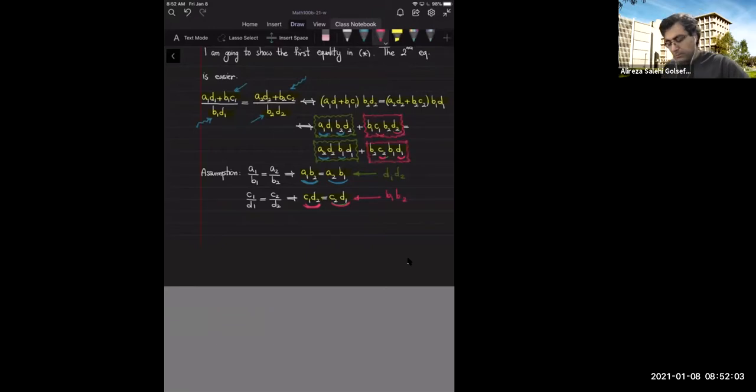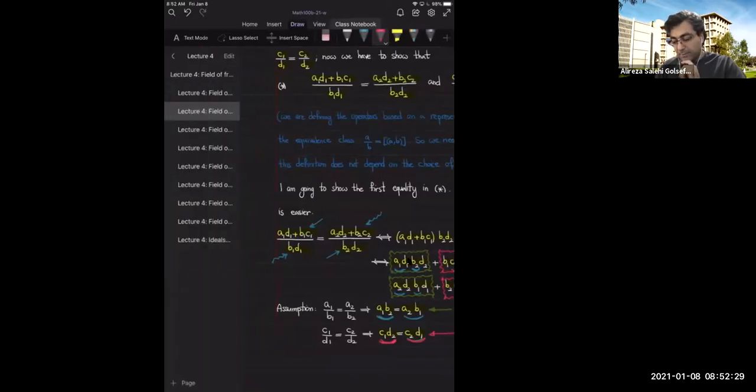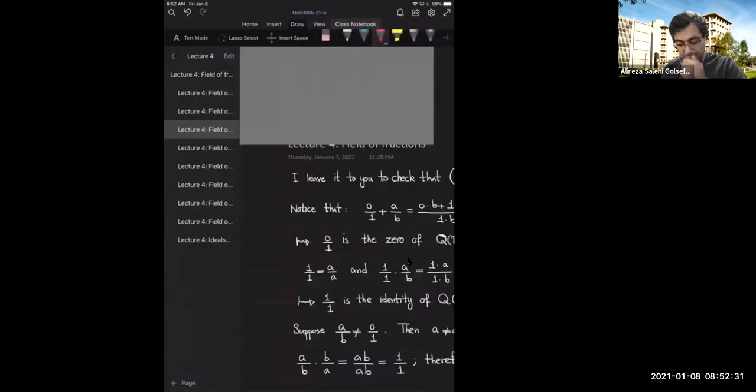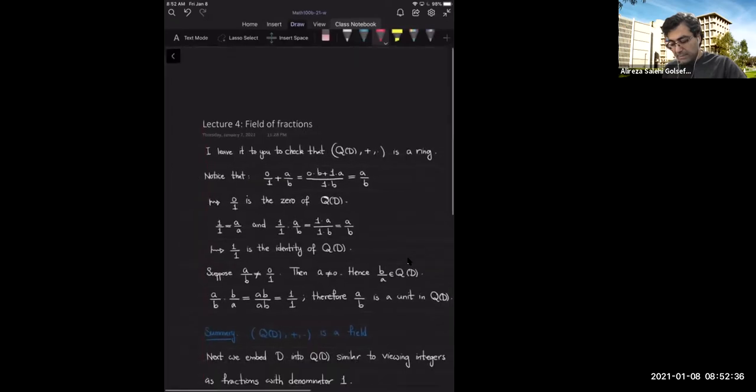So overall, what we showed is that if I pick two different representatives of the same fraction, the fraction that we get as the summation of those are actually the same. And therefore, addition is well defined. Similarly, you can check why multiplication is defined. So far, we defined two binary operations on the field of fractions. But next, I want to discuss that indeed we are getting a ring.